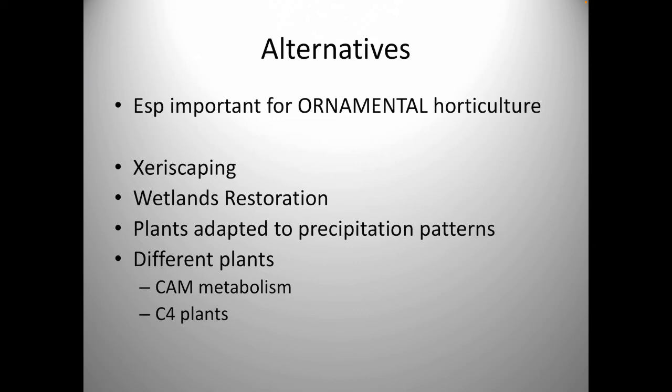We want to restore our wetlands because those are actually the way that we filter things, and those actually prevent water from running too fast into our sewer systems. We want to do plants adapted to different precipitation patterns. Native plants are usually really, really good. We can use plants with different metabolisms.